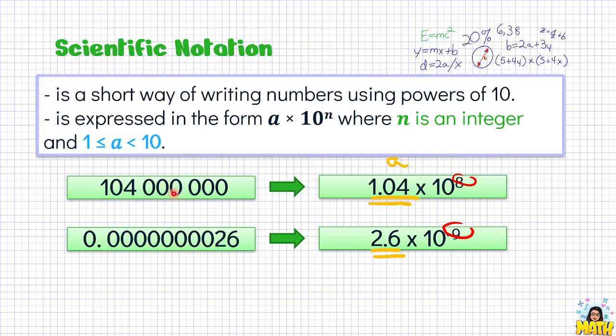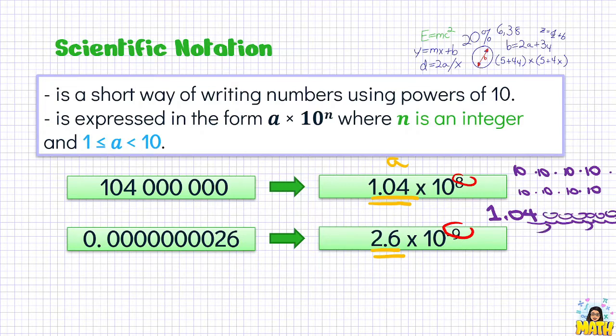Now, writing these numbers will not change its value. Ganun pa rin po yung value ng ating number kahit na sinulat natin in scientific notation. Yung 1.04 dito ay kailangan pa rin nating i-multiply sa 10 to the 8th power. Remember that 10 to the 8th power means multiplying 10 8 times. It means it will have 8 zeros. And since we're going to multiply 1.04, we can simply move the decimal point 8 places to the right. So still, the value of the number did not change.